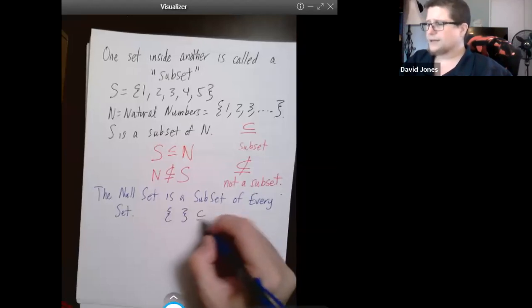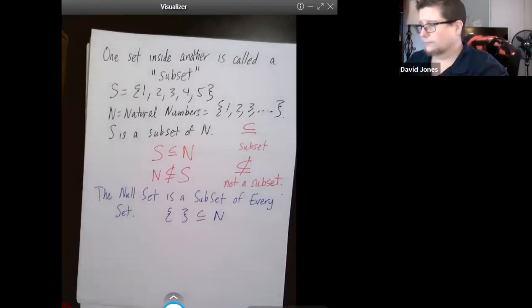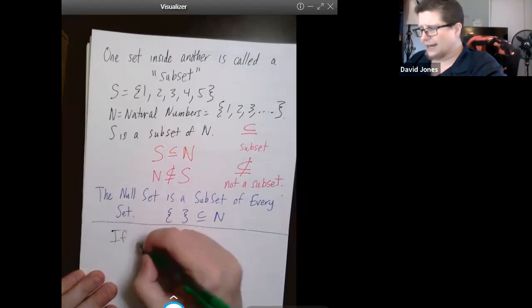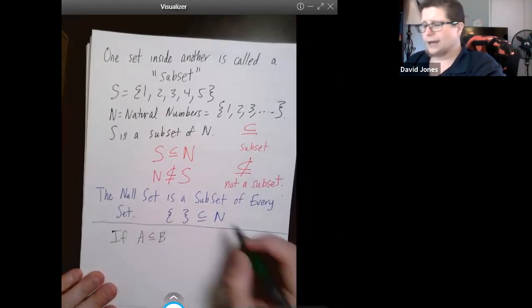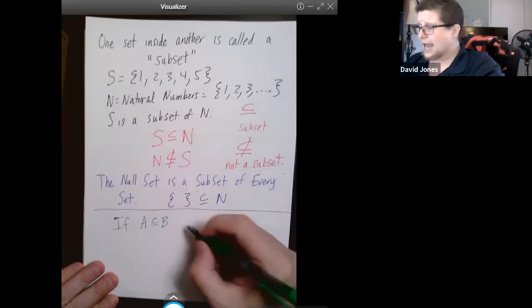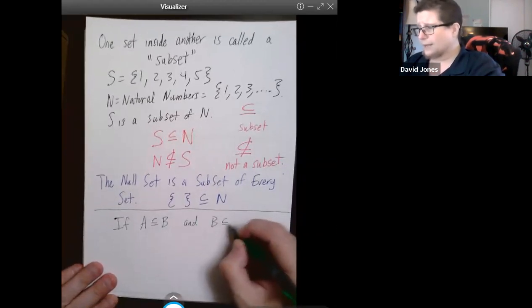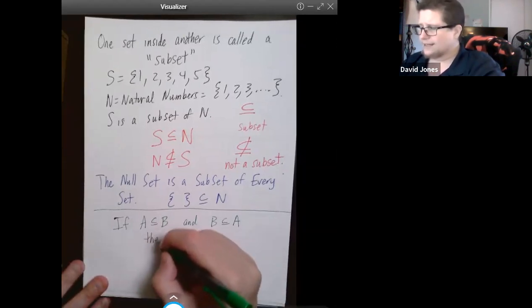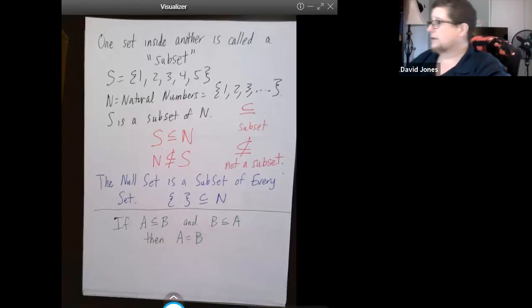So S is a subset of N. Another interesting thing, using that kind of idea: if every element of A is an element of B, so A is a subset of B, and every element of B is an element in A, so B is a subset of A, this only works if the sets A and B are equal. They're identical.